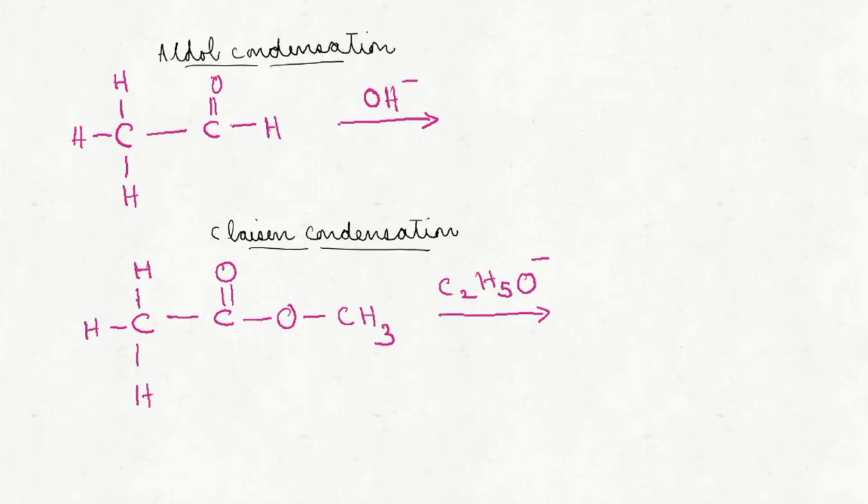Now see this one. While learning the Claisen condensation reaction, one doubt will come to mind. In aldol condensation, we were using a base such as sodium hydroxide to carry out the condensation reaction. But in this case, we are using a strong base such as sodium ethoxide. Why? Why can the reaction not be carried out in the presence of OH minus? There is a reason behind it.